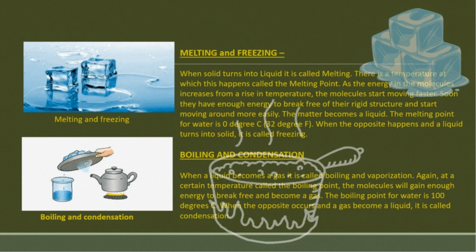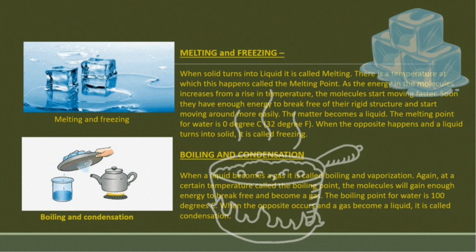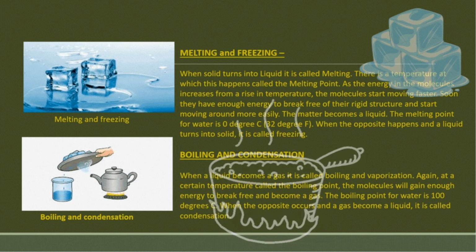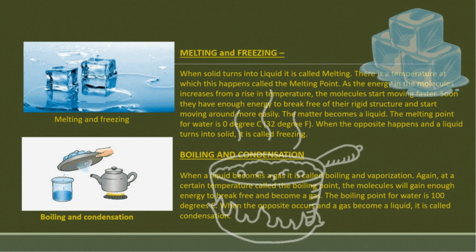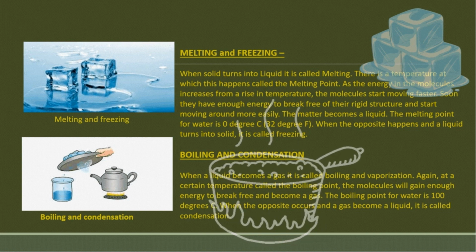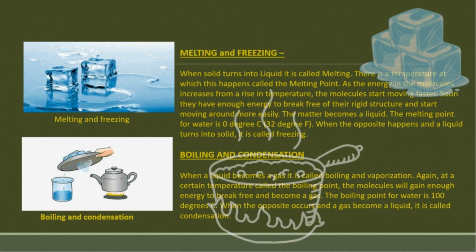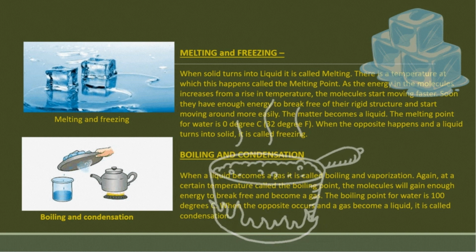As the energy in the molecules increases from a rise in temperature, the molecules start moving faster. Soon they have enough energy to break free of their rigid structure and start moving around more easily. The matter becomes a liquid. The melting point for water is 0 degrees Celsius, 32 degrees Fahrenheit. When the opposite happens and a liquid turns into solid, it is called freezing.